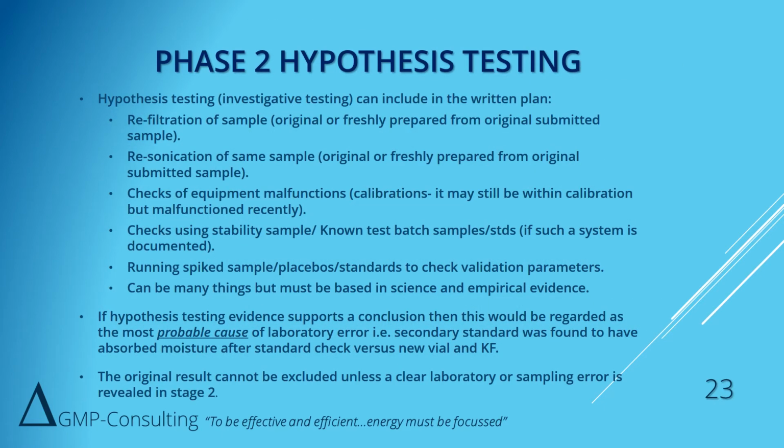So here are some more examples of the ideas or hypotheses that might come up. Checking equipment, checking sample preparation, checking the sampling. The main point is you need to find a probable cause and prove it. You can't exclude the original result unless there's a clear laboratory or production sampling error revealed in stage 2. That's the end of the story there.